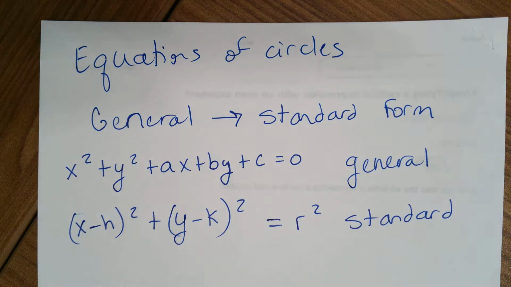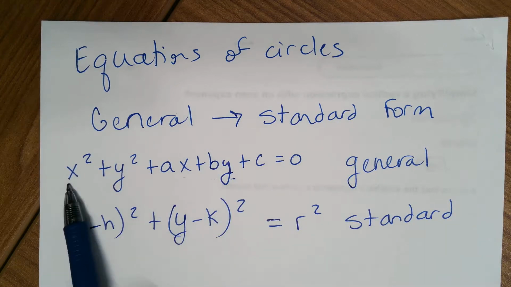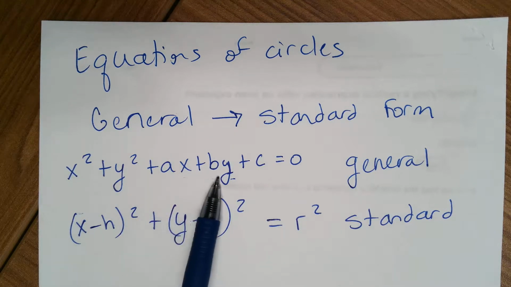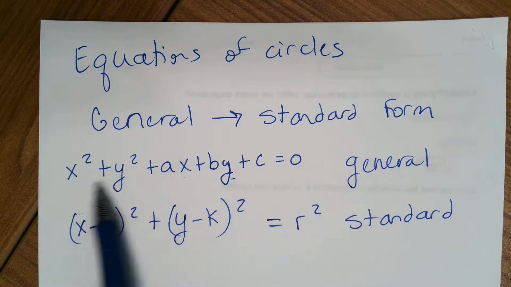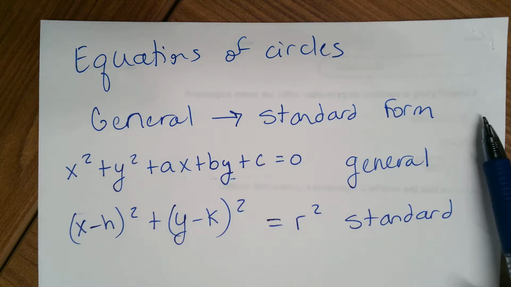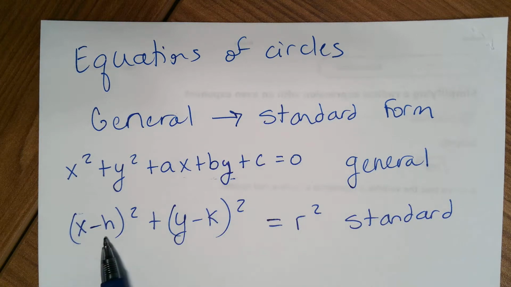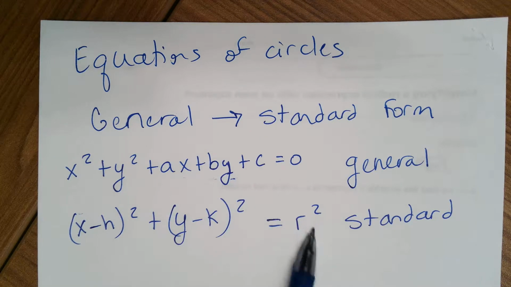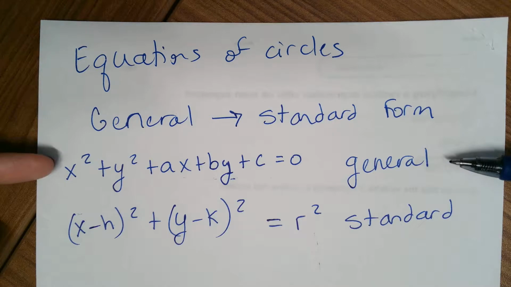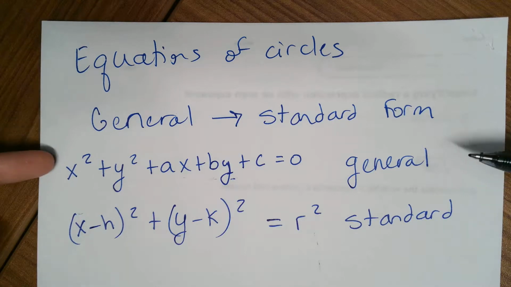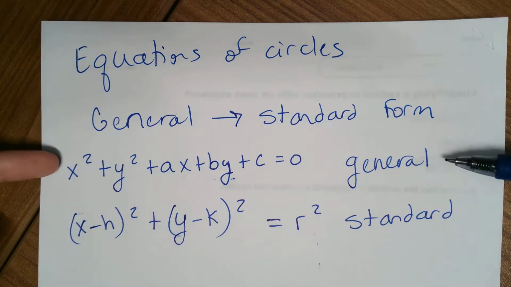Alright, so we're looking at equations of circles, going from the general form, which is this right here, x squared plus y squared plus ax plus by plus c equals 0, to what we call the standard form. So (x minus h) squared plus (y minus k) squared equals r squared. Now, from the general form, I can't really see any pertinent information that would help me to graph this.